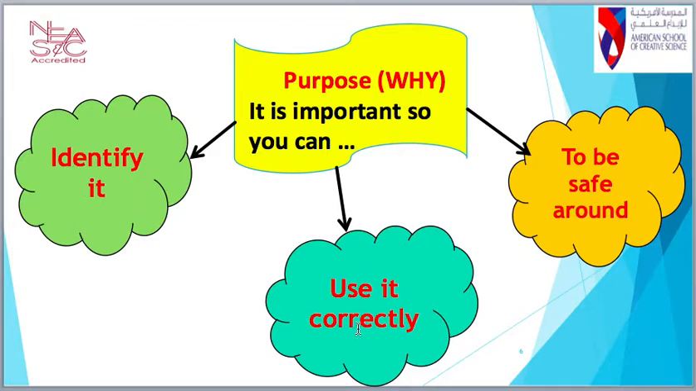Use it correctly. If I know it's magnetic, I can use it correctly in a nicer way. For example, the third one is to be safe around it. If it's very dangerous, you need to know how to be safe around it. Why is it important for us to know? So you can identify it, you can use it correctly, and be safe around it.